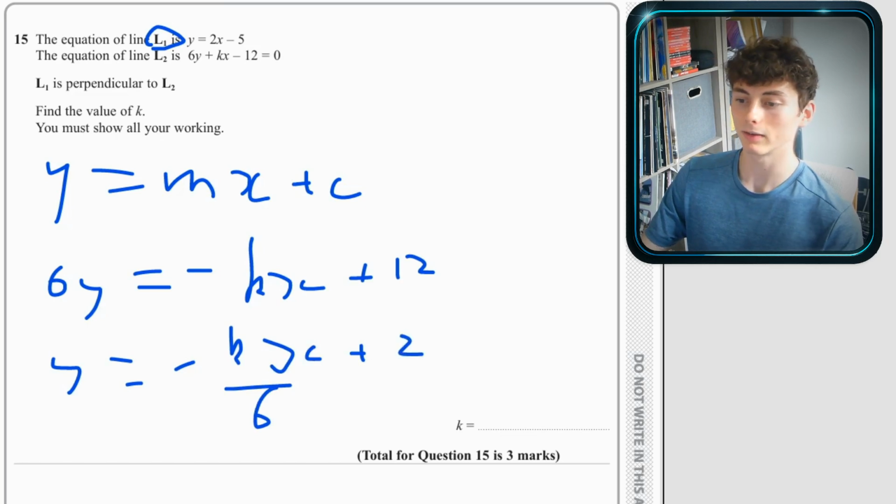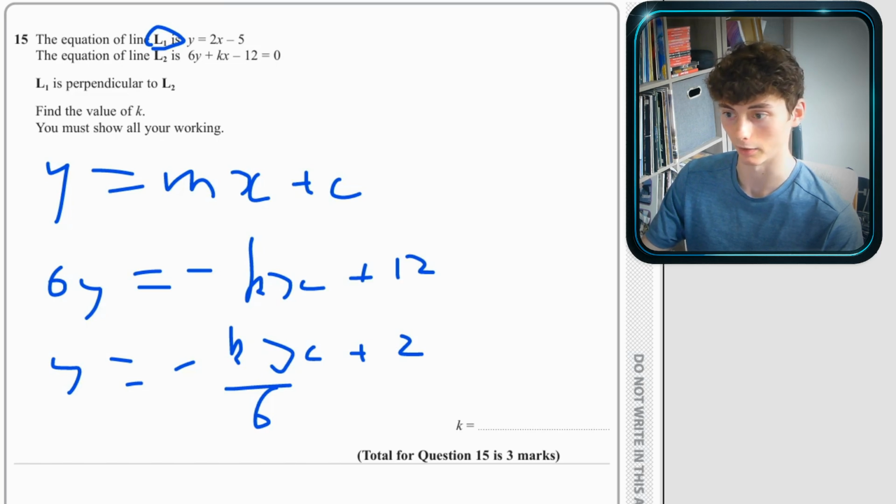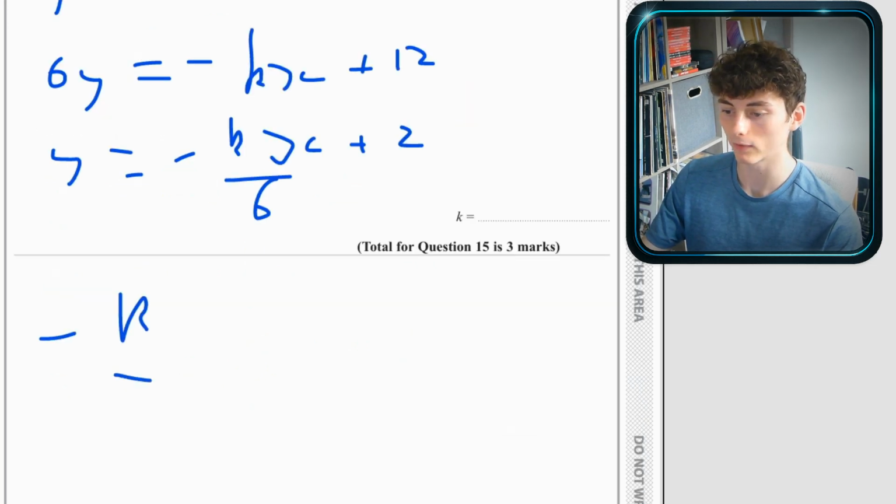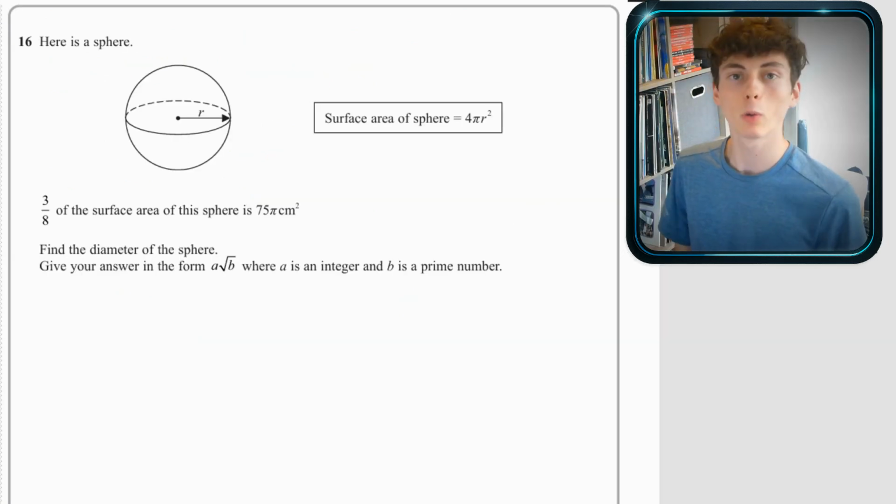So we're told in the question that these two lines are perpendicular, which tells us that their gradients are going to be negative reciprocals of each other. So the negative reciprocal of 2 is minus 1 over 2. So that means that minus k over 6 must equal minus 1 over 2. So therefore, k must equal 3. So k equals 3.